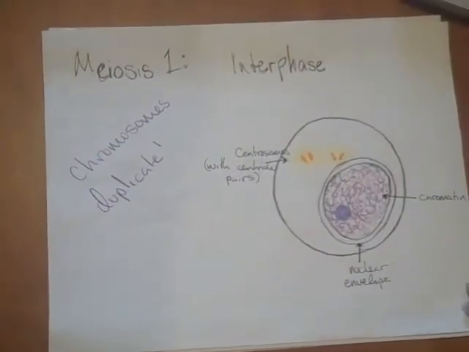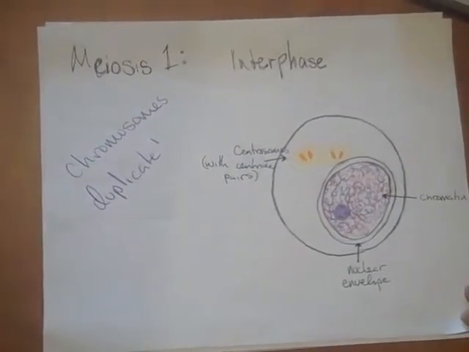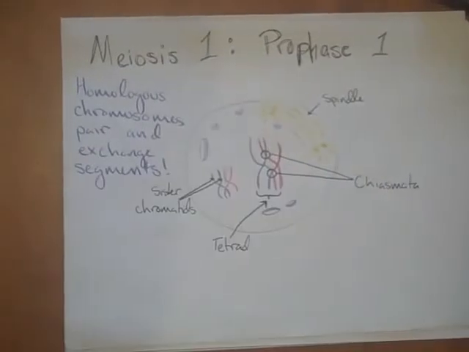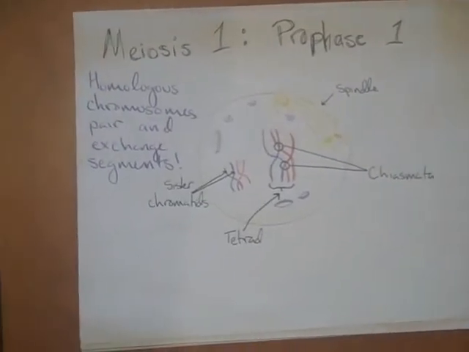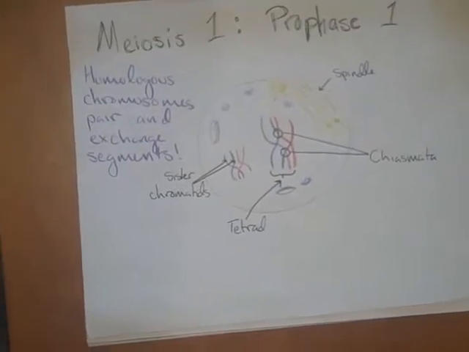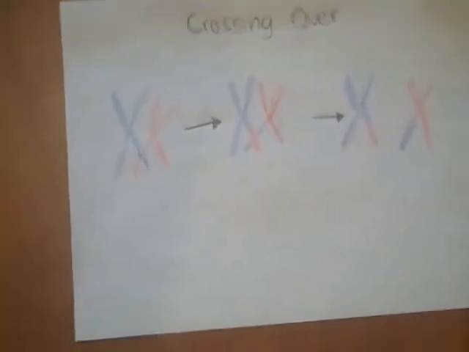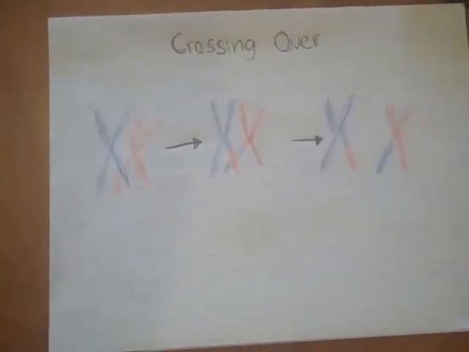Now on to meiosis. This is interphase, and it's the same as in mitosis. The chromosomes duplicate. This is prophase 1 of meiosis. Homologous chromosome pairs exchange segments in a process called crossing over. In crossing over, tetrads of maternal DNA and paternal DNA exchange segments of their DNA. This increases genetic variation.